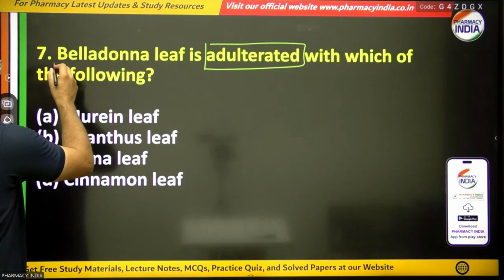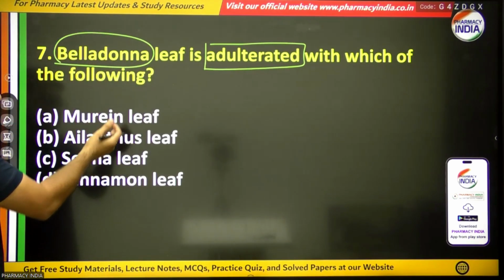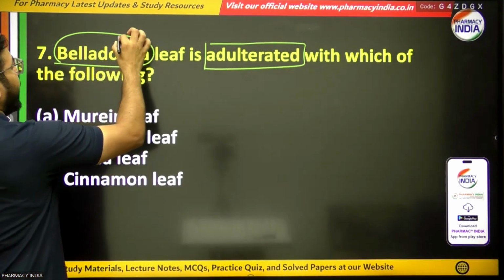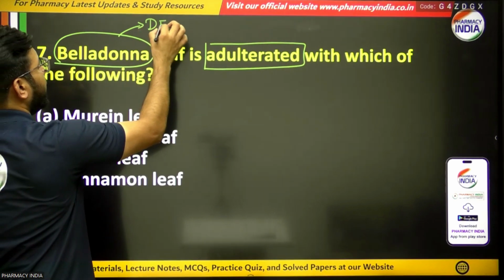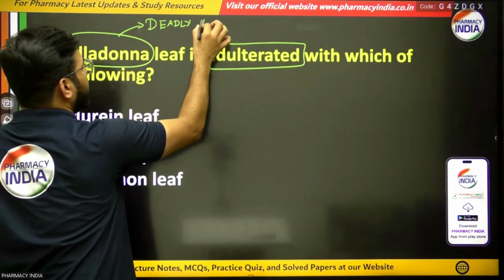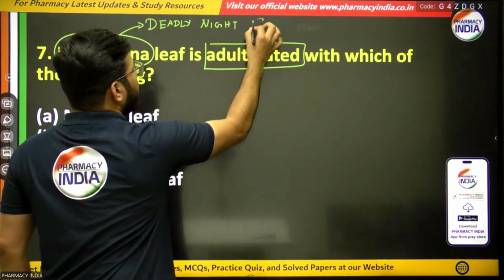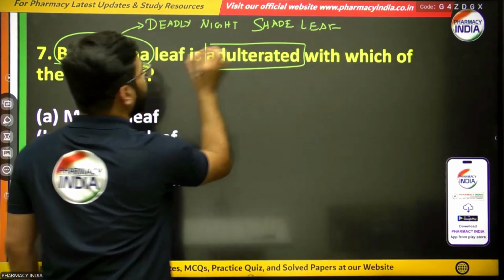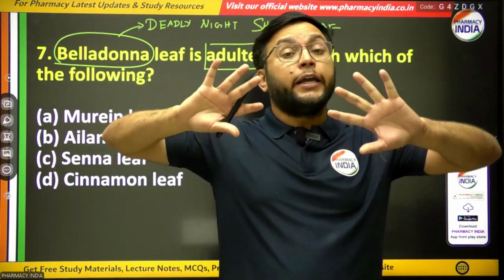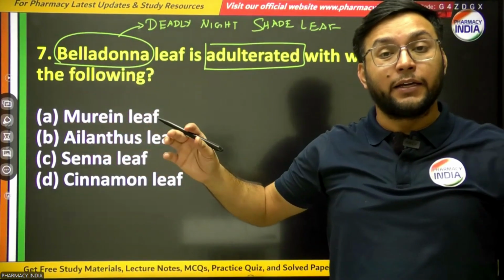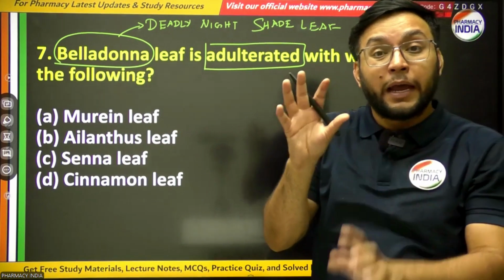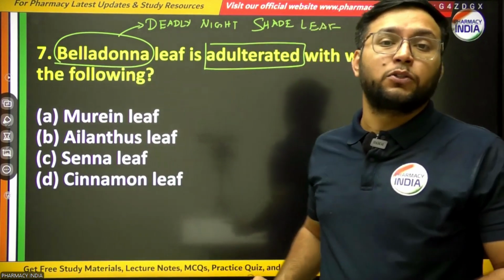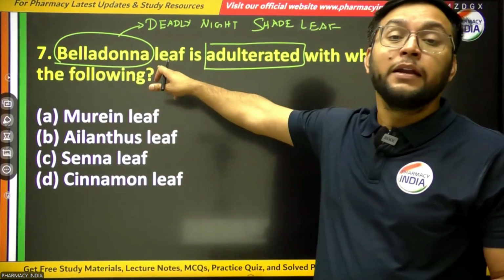So for belladonna, which of the following is used as an adulterant? Let me be clear before giving an answer. Belladonna's synonym is deadly nightshade leaf. It is known as deadly nightshade leaf. Why is it deadly nightshade leaf? Because it sparkles in the night. It sparkles at night because it has a chemical constituent, beta methyl esculetin, and it is used as a mydriatic.